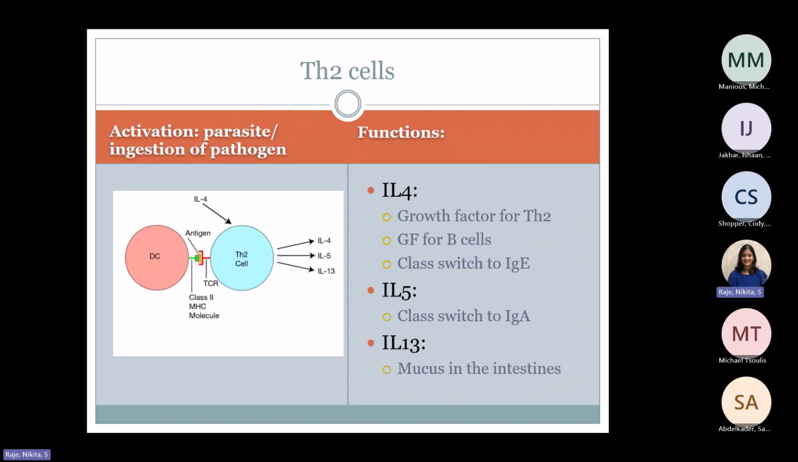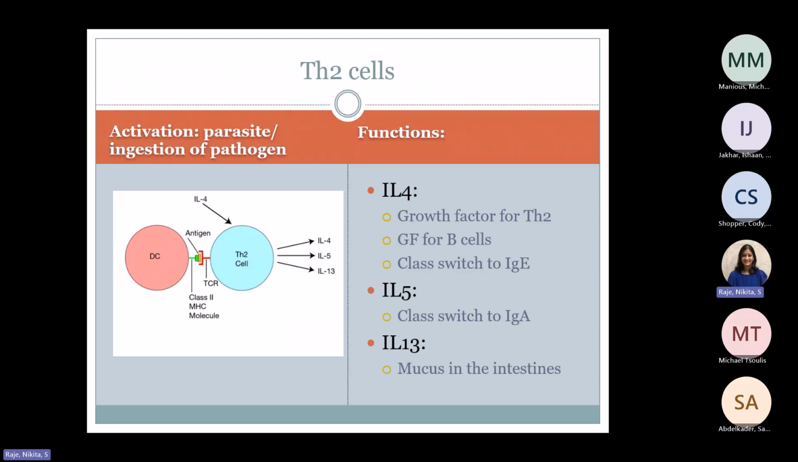Let's talk about Th2 cell. Here, let's think about an infection with a parasite. In that case, or if there is ingestion of pathogen, which means it's a mucosal infection, what happens? There is release of IL-4 in that environment. That information is taken by the dendritic cells, and the environment itself has IL-4, and all of that information is provided to the helper T cell, so the Th2 cells become activated, and Th2 cells release IL-4, IL-5, IL-13. What do these cytokines do?